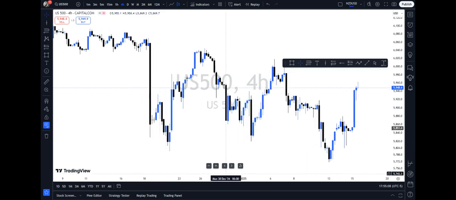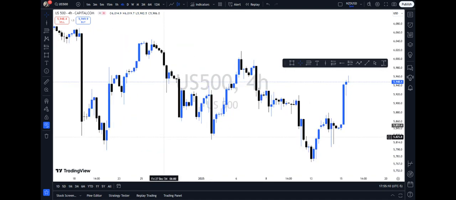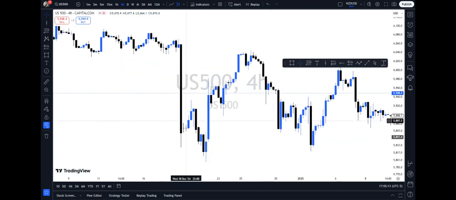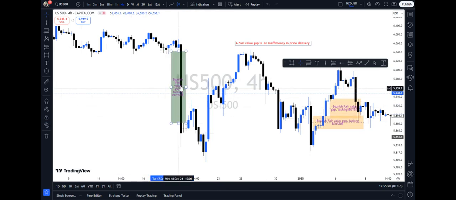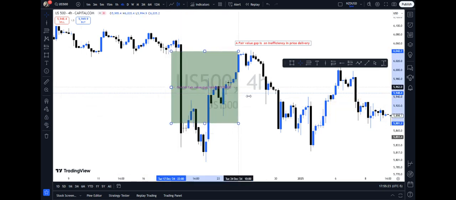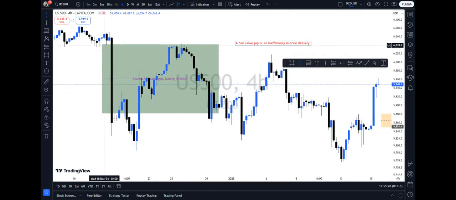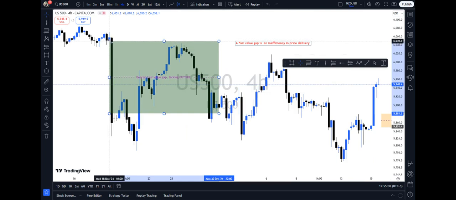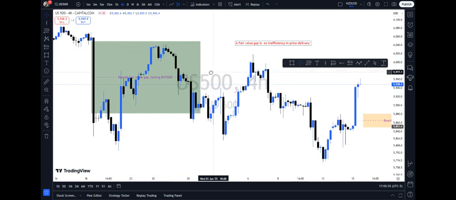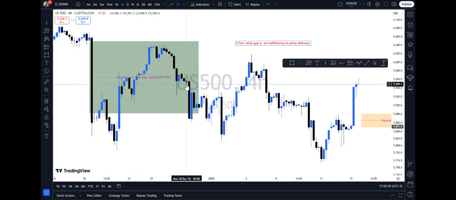So on a 4-hour chart, what are we talking about here? If you check, price had to go back into this inefficiency, this fair value gap. Price returned back into the fair value gap, trying to cause an entry. You see, price returned back into the fair value gap. So this is called a fair value gap. Now let's proceed.